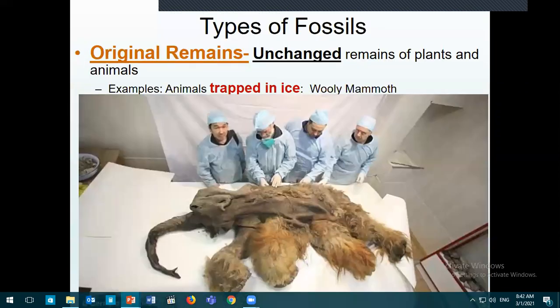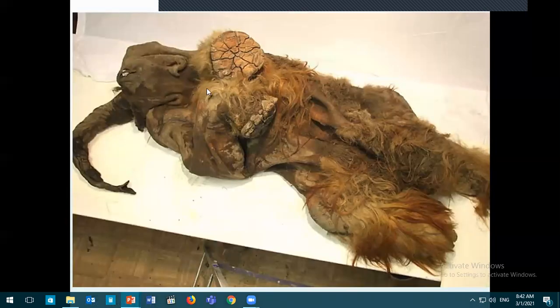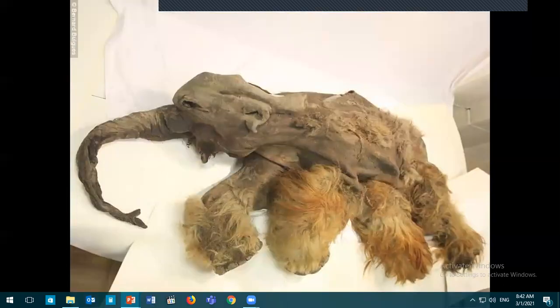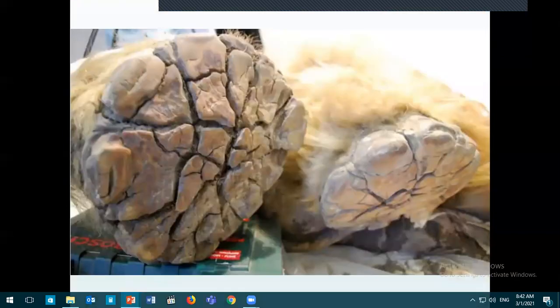Or they can be animals trapped in ice, like the woolly mammoth here. They found this mammoth trapped in ice with all the flesh and hair and everything, as you can see. So it did not change a lot. That's what we call original remains or unchanged remains. You can see that it's still with all the details, like the marks on its feet and the hair. The skin maybe changed color a little bit, and it's not as healthy as when it's alive, but it's still a lot of details, which is an amazing thing for scientists to discover. Can you see the details in there?